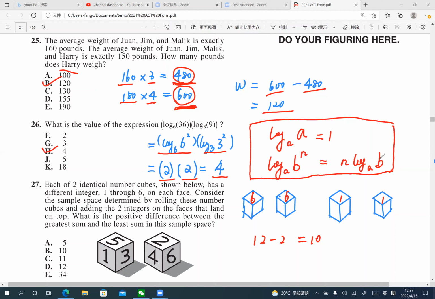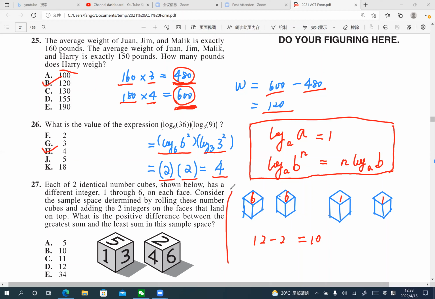Question 27. Each of 2 identical number cubes shown below has a different integer, 1 through 6, on each face. Consider the sample space determined by rolling these number cubes and adding the 2 integers on the faces that land on top. What is the positive difference between the greatest sum and the least sum in this sample space?